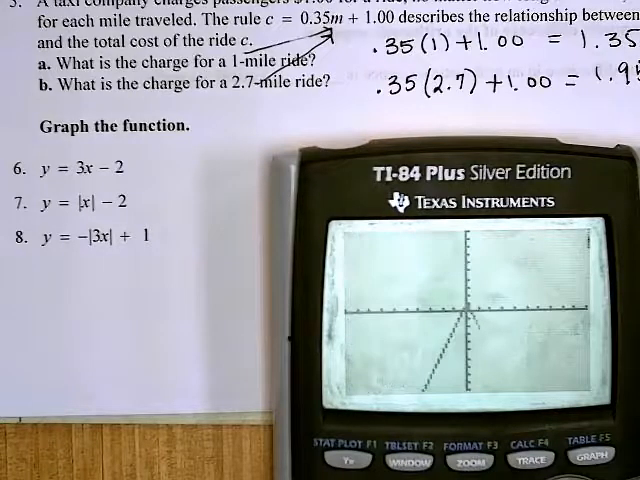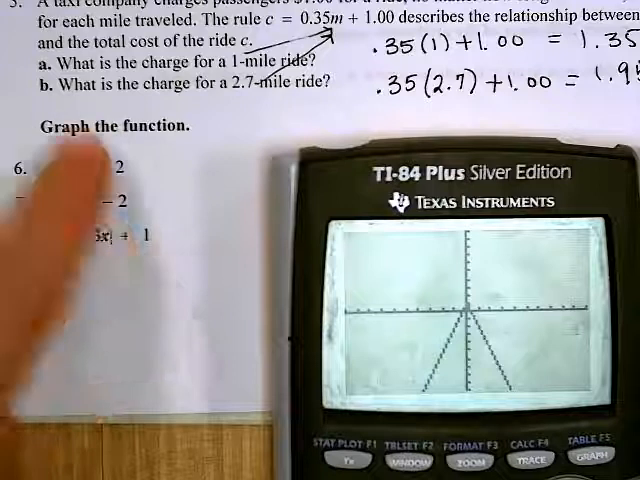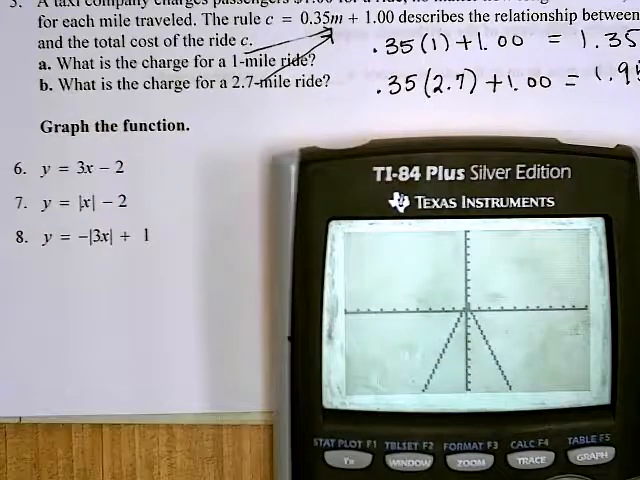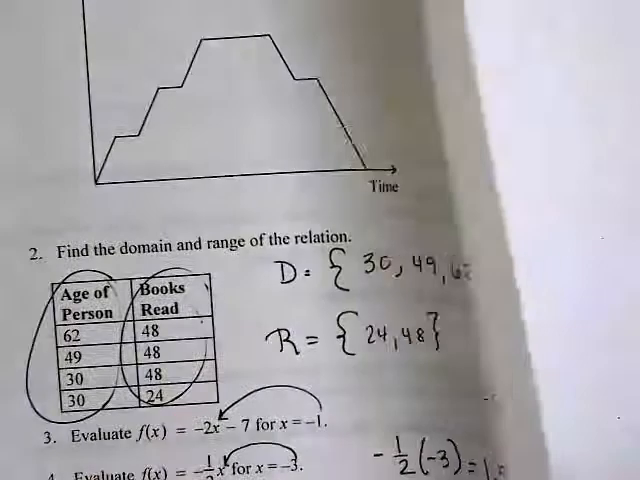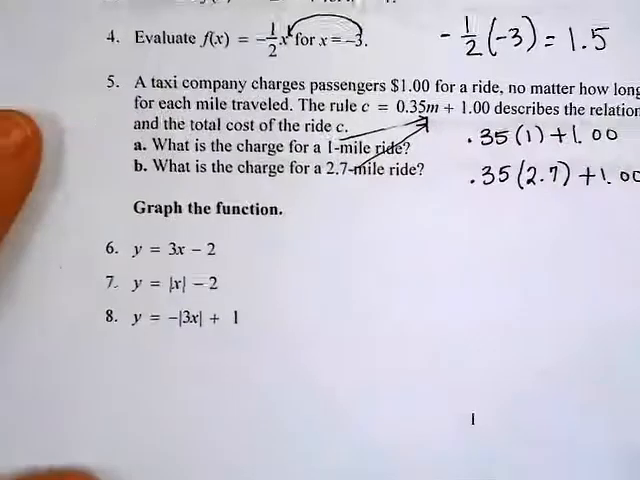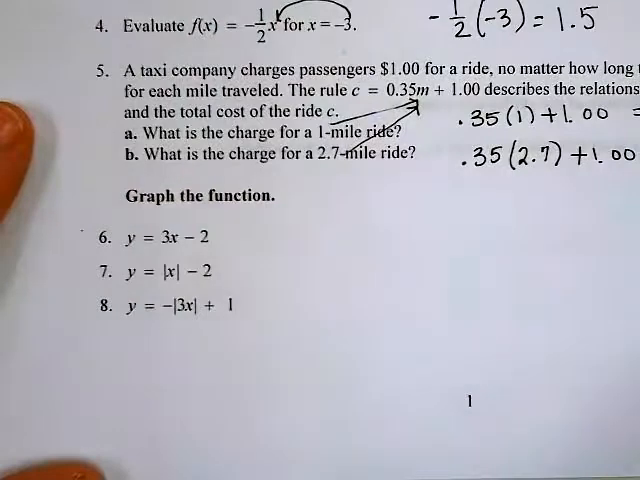Where does this cross the y-axis? 1. Why? Well, because you told it to. That's the job of that number right there. It tells it where to cross the y-axis. Right, so I have a question. So whenever it says like +1, that's where it's going to cross the y-axis? Mm-hmm. Okay.